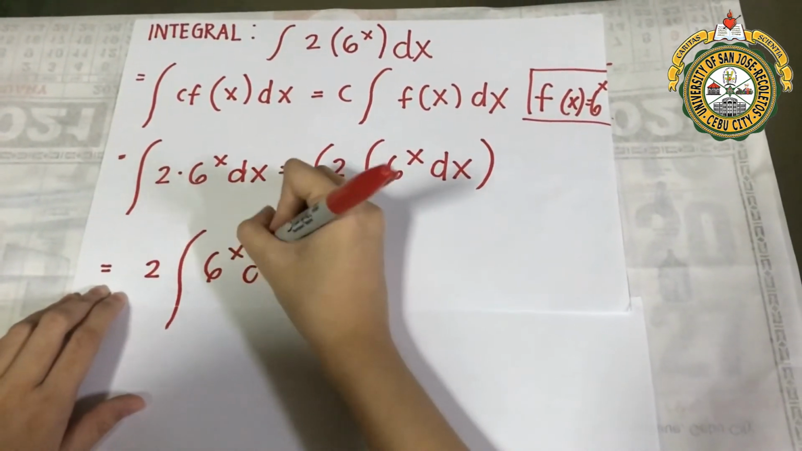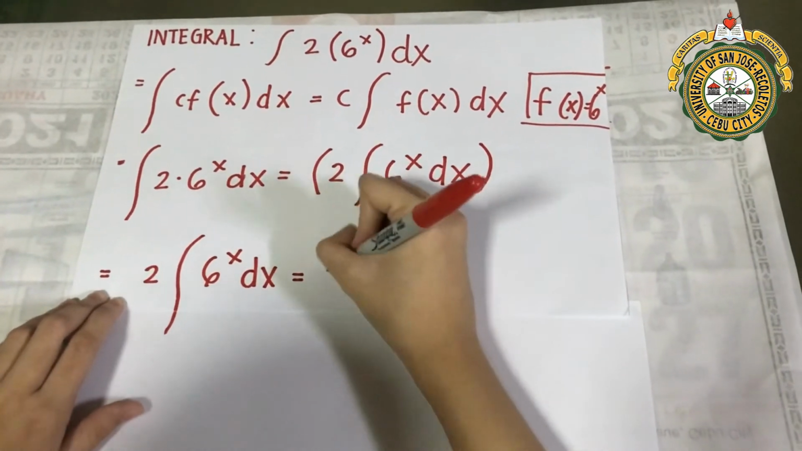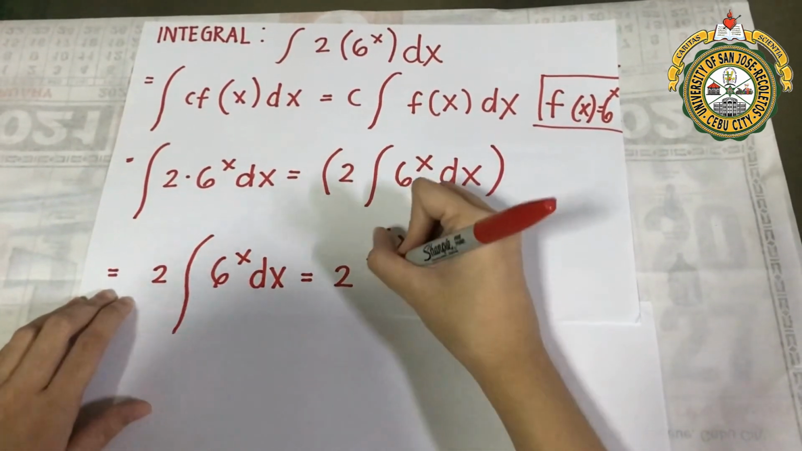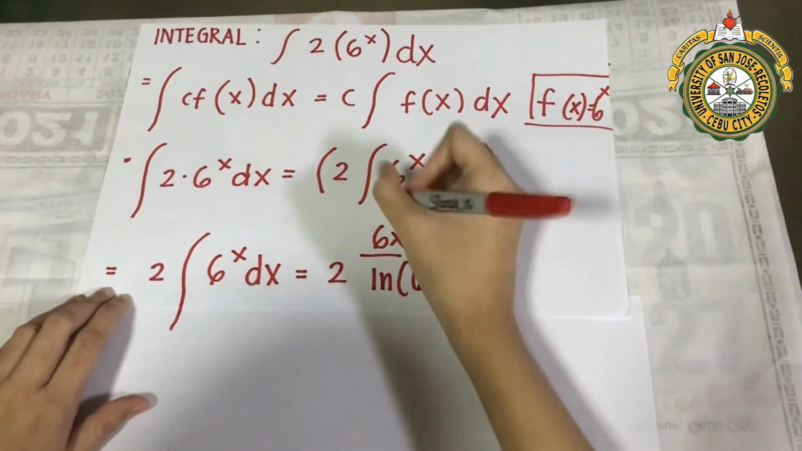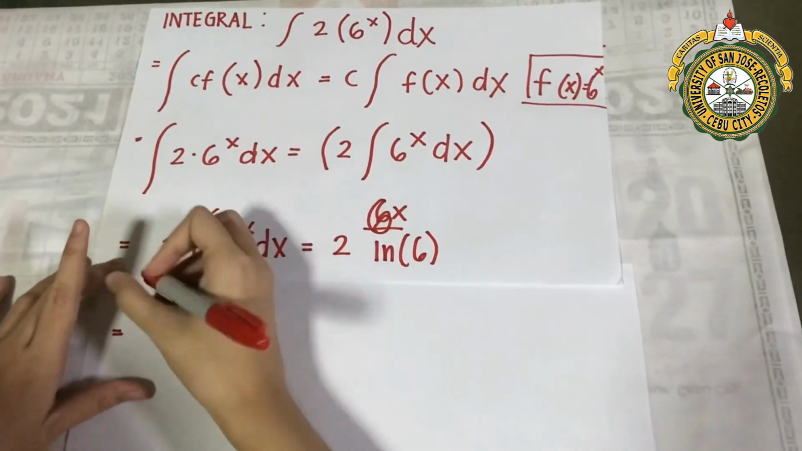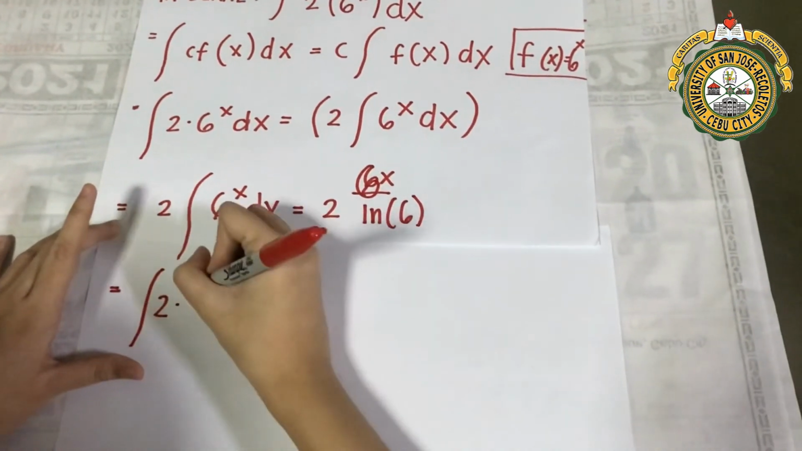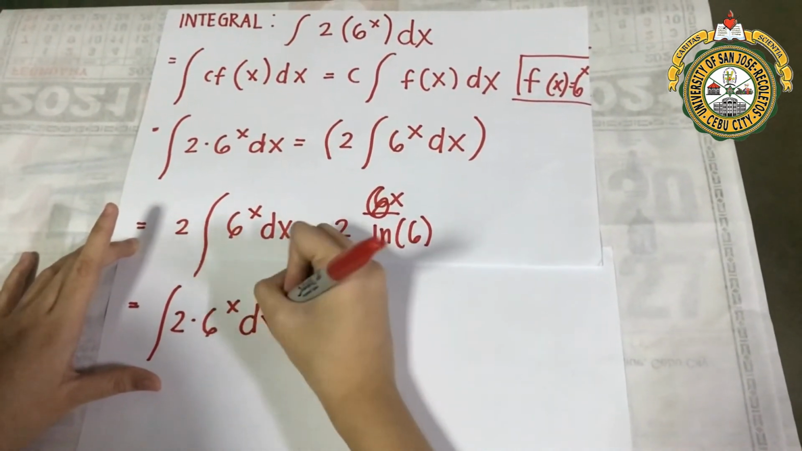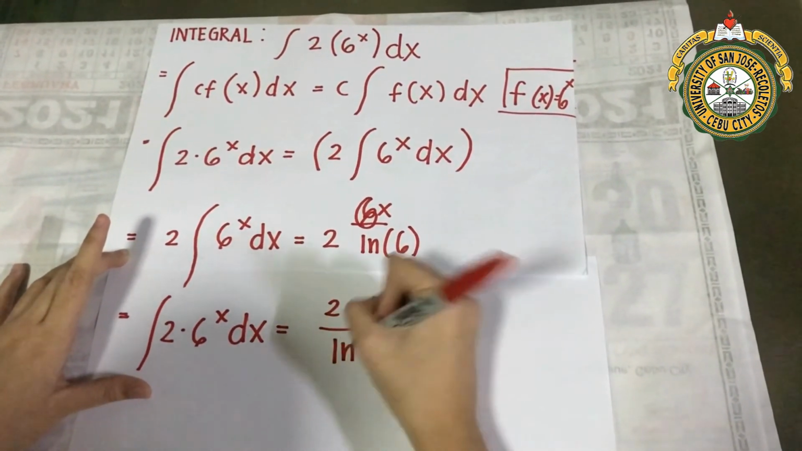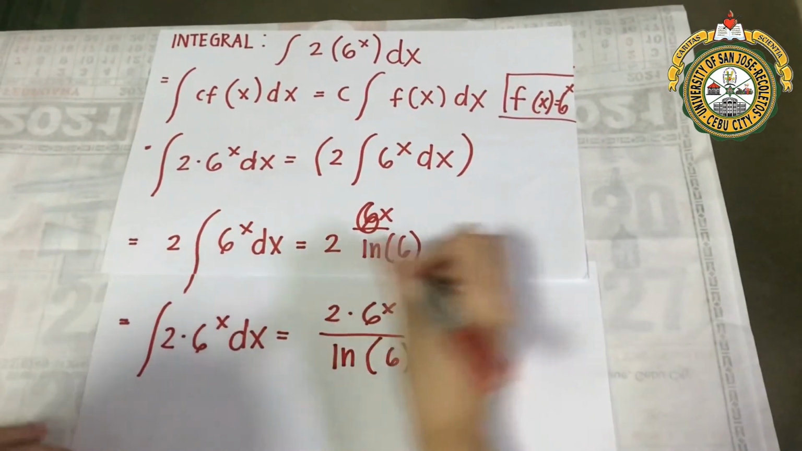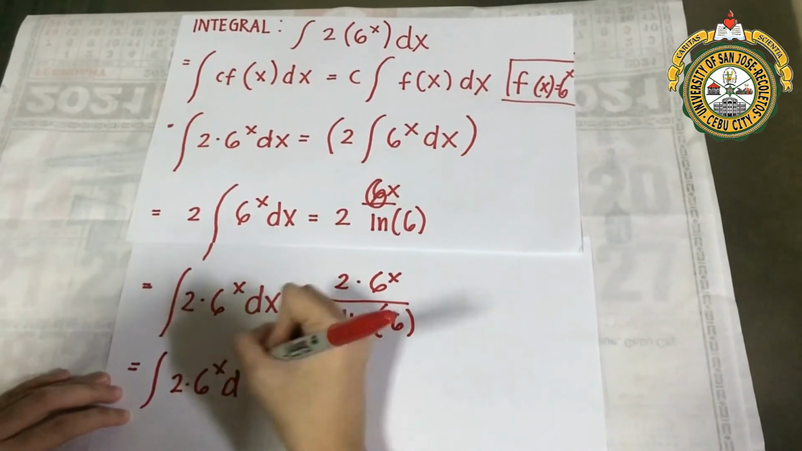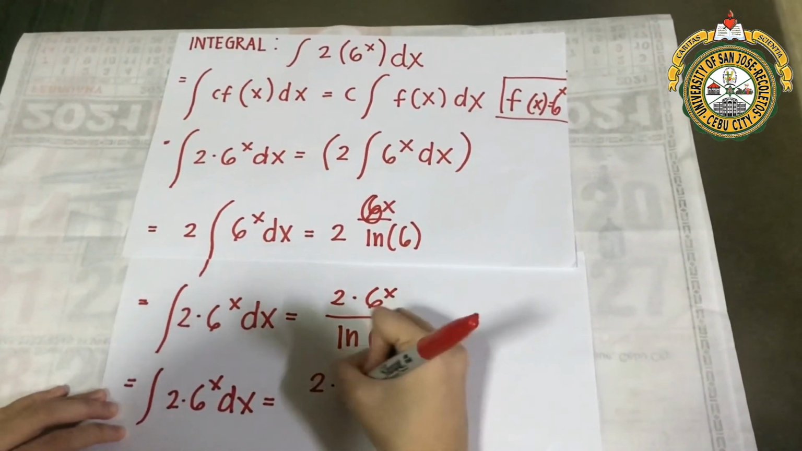So, for the second step, we will be applying the exponential rule. So that would become the integral of a raised to the power of x dx equals a raised to the power of x over ln a, wherein a is equal to 6. So that would become 2 times the integral of 6 raised to the power of x dx equals 2 times 6 raised to the power of x over ln 6. Therefore, the integral of 2 times 6 raised to the power of x dx equals 2 times 6 raised to the power of x over ln 6.